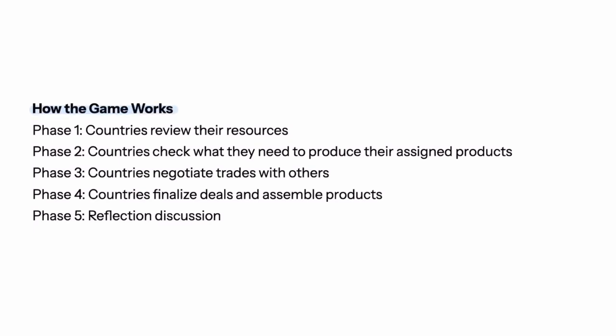Now, how will this game work? We have 5 main phases to explain how this game will work. For phase 1, countries will review their resources. Phase 2, countries will check what they need to produce their assigned products. Phase 3, countries will negotiate trades with others. Phase 4, countries will finalize deals and assemble their products with the resources they gained. And lastly, phase 5 will be a reflection discussion.